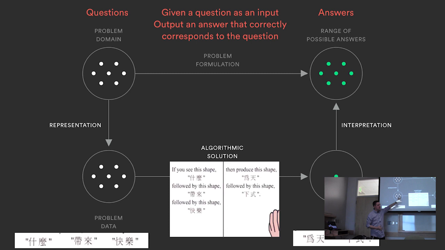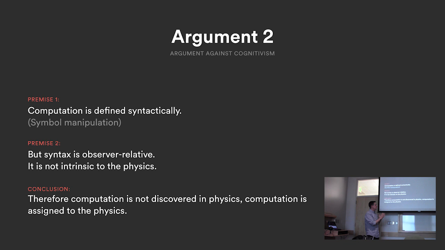It's the same thing with computers, except that there's no symbols even in the computers, just electronic states, right, and different voltages and electronic circuits that then can be used to admit of some interpretation that is useful to us. So therefore, the conclusion is that computation is not discovered in physics. Computation is assigned to the physics, right? It's not something intrinsic in nature.